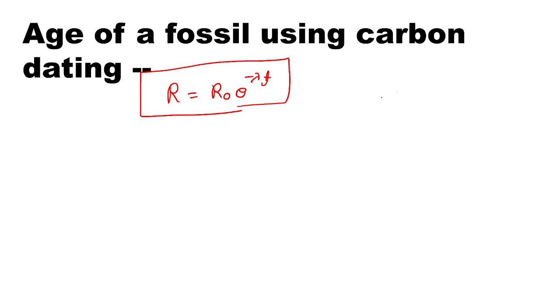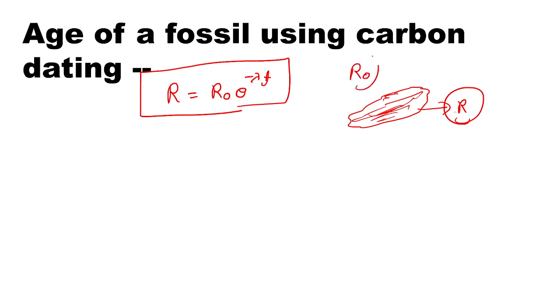Let's say I found the remains or fossil of a plant today, and I measured the activity or radioactivity of that fossil through a machine, the mass accelerated spectroscopy. Let's say that is R, the activity of that substance at present, and R0 was the activity of that substance. Activity means the rate of disintegration, at the time when it was very fresh.